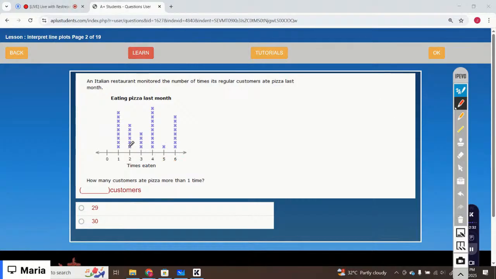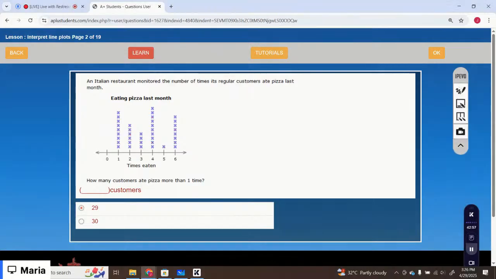So that is 1, 2, 3, up to 29. So the correct option is 29. That means the customers who ate pizza more than one time is 29. Option number 1 is the correct option.